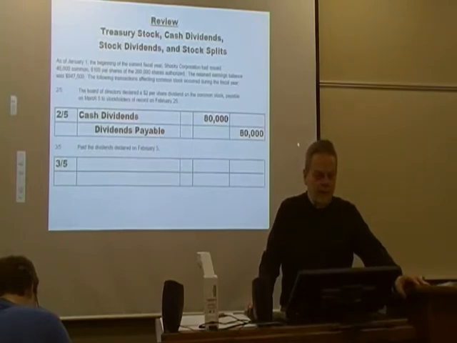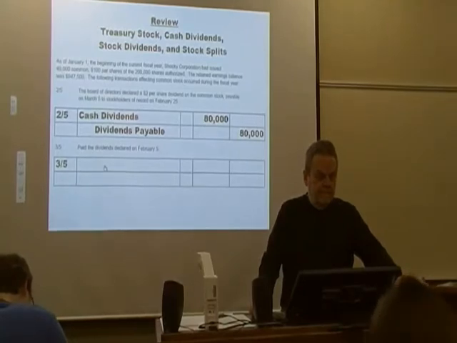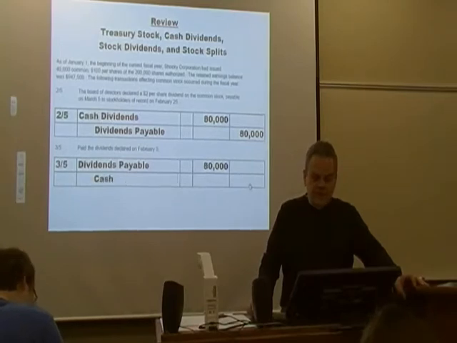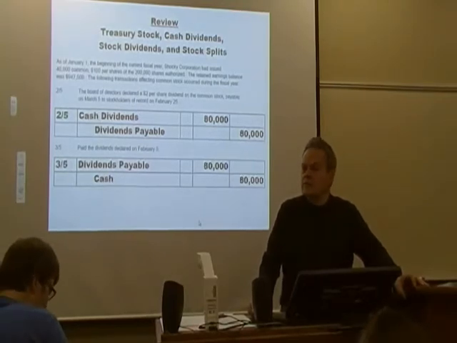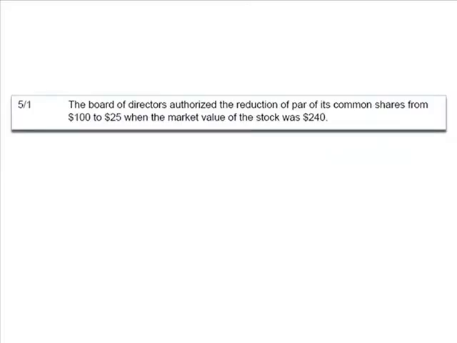Yes. Paid the dividends declared on March 5th. Clay? We would debit dividends payable for 80,000, and then credit cash for 80,000. It's a cash dividend. We're paying cash. If you're with me right this minute, say yes. Yes. May 1st. The Board of Directors authorized the reduction of its par common from 100 to 25 when the market value of the stock was 240.